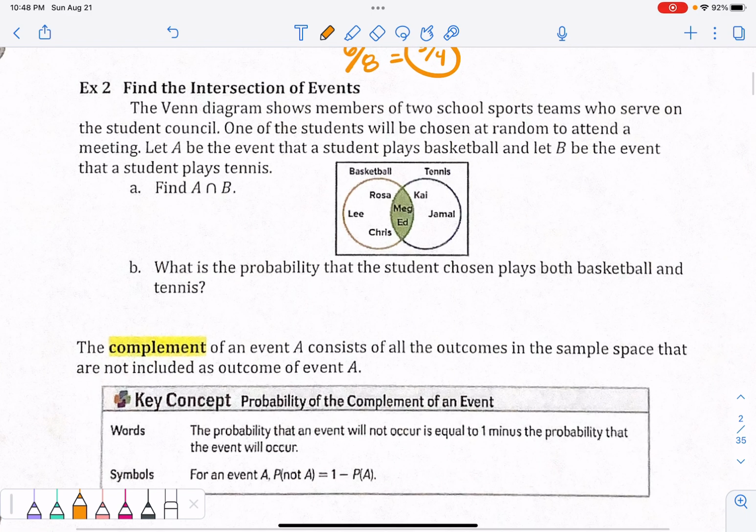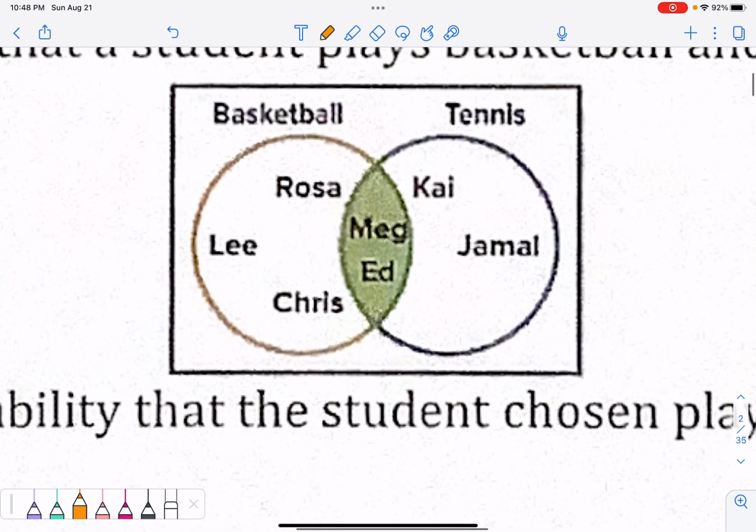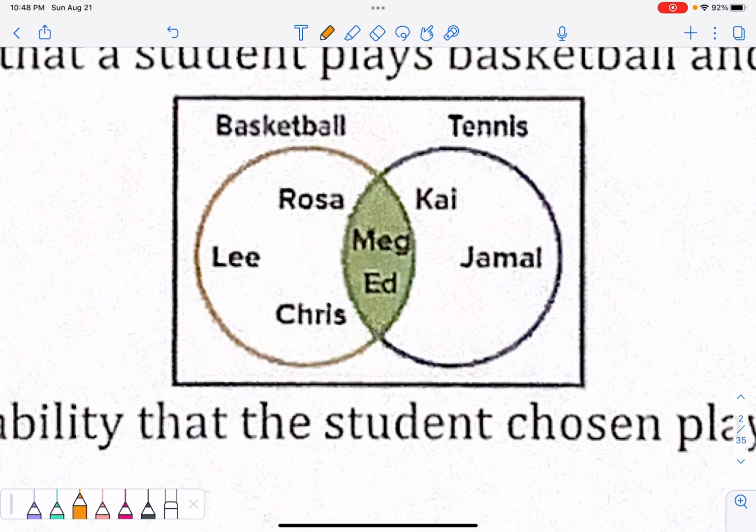Example 2. The Venn diagram shows the number of school sports teams who serve on a student council. One of the students will be chosen at random to attend the meeting. Let A be the event that the student plays basketball and B be the event that the student plays tennis. Now this is a little bit confusing because when I ask how many people are playing basketball, people have told me before, 3. No, not really. The way this Venn diagram is set up, there's actually 5 people playing basketball. So these 3 plus Meg and Ed. Those are all my basketball people.